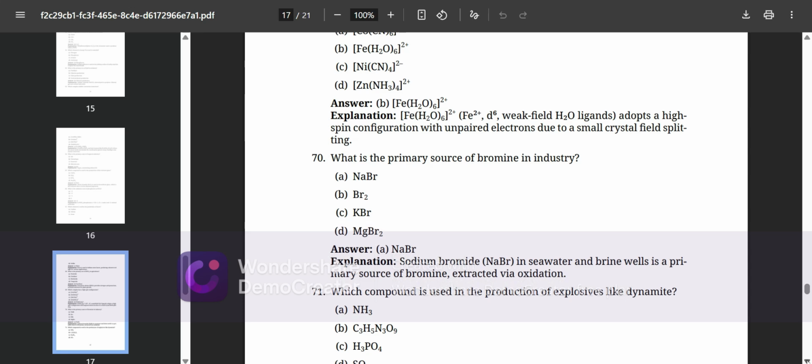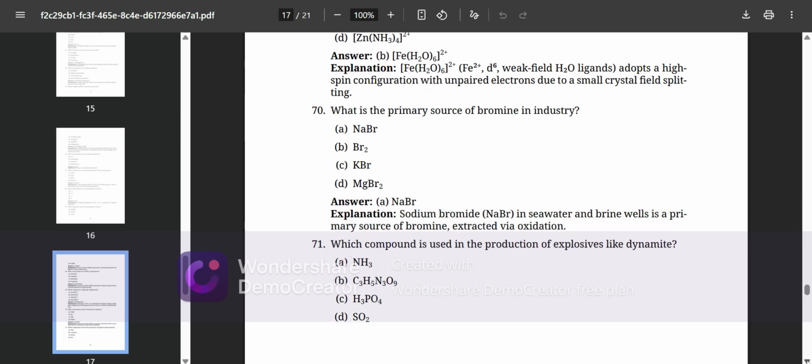What is the primary source of bromine in industry? NaBr. Sodium bromide, NaBr, in seawater and brine wells is a primary source of bromine extracted via oxidation.